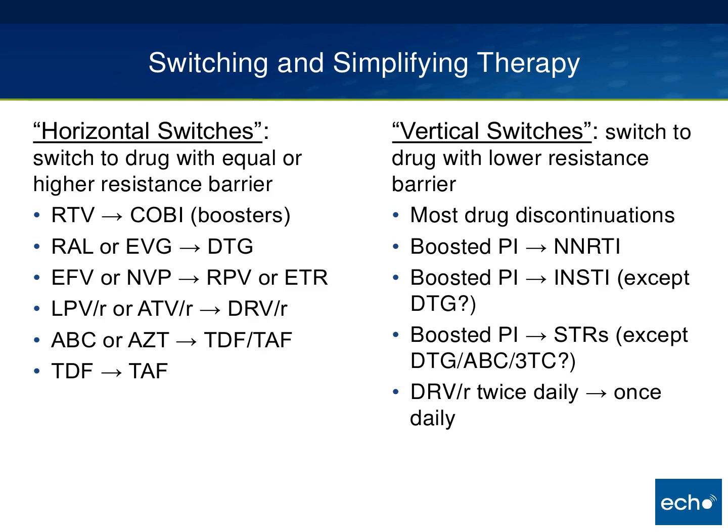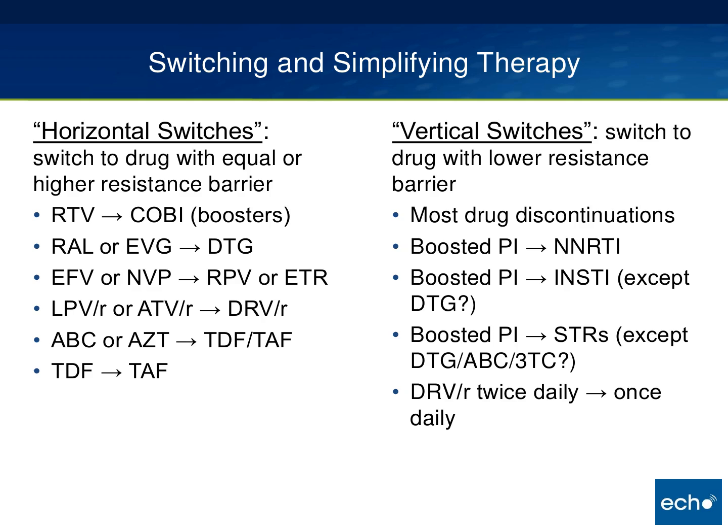So I want to close by dividing up switches into what I call horizontal switches. These are the so-called no-brainers where you really don't need to know much because you're not reducing the resistance barrier. Examples: going from a ritonavir booster to a cobicistat booster, going from raltegravir or elvitegravir to dolutegravir, going from a first-generation non-nuke to a second-generation, going from TDF to TAF, etc. It's pretty hard to imagine you're going to get in trouble from a resistance standpoint with any of those switches.